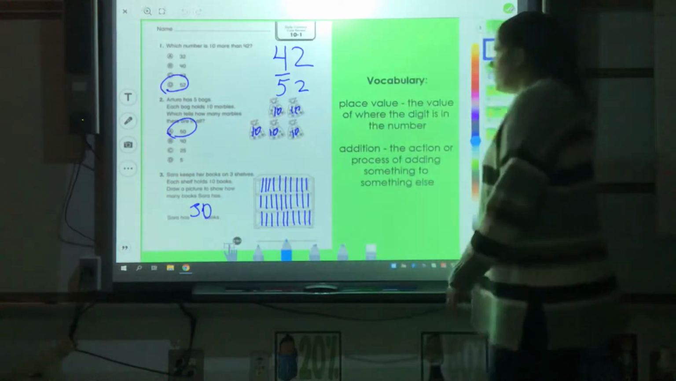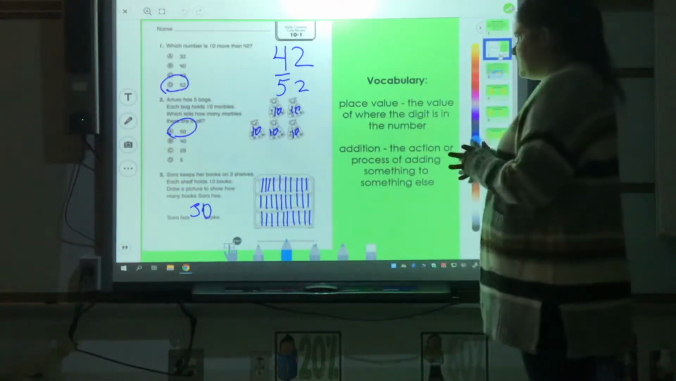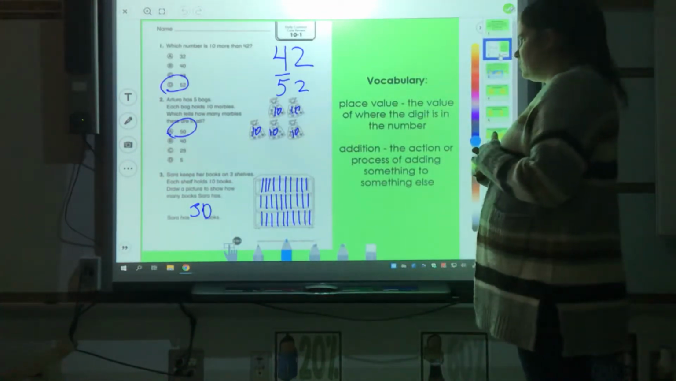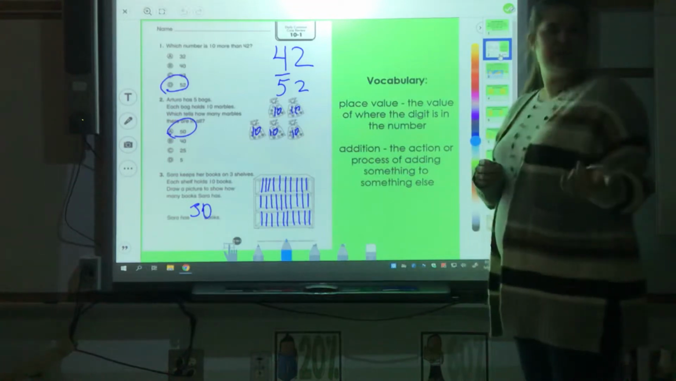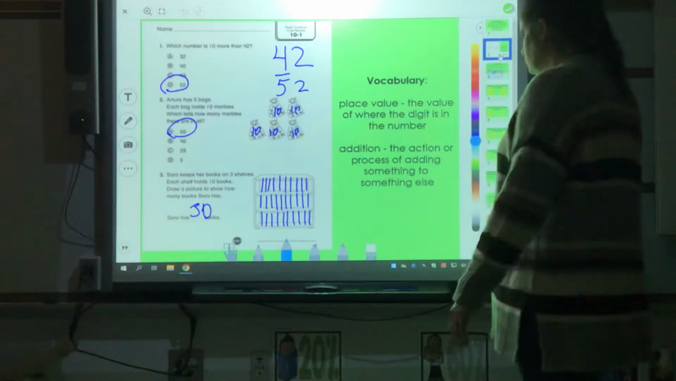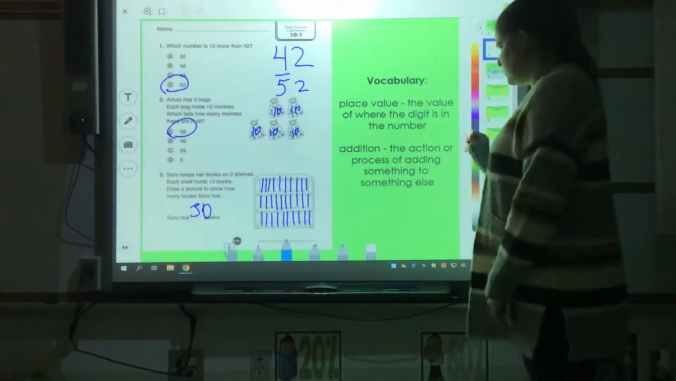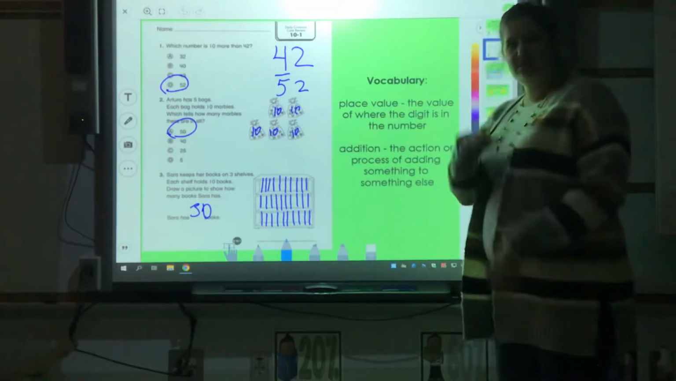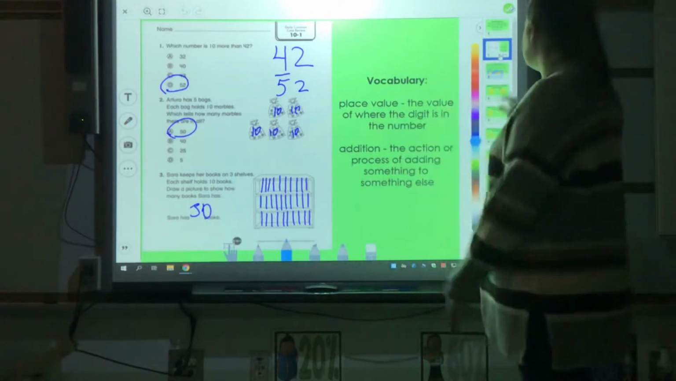30. Our vocabulary words: we have place value. Place value is the value of where the digit is in the number. That could be tens or ones. Those are the only 2 that we have talked about so far. Then we have addition, the action or process of adding something to something else to make a bigger number.